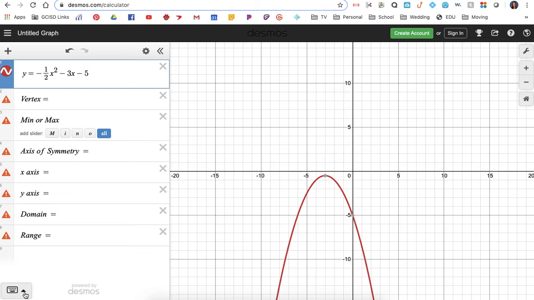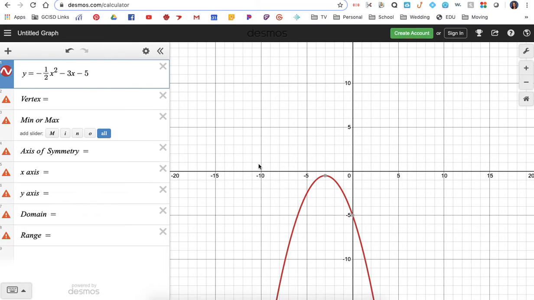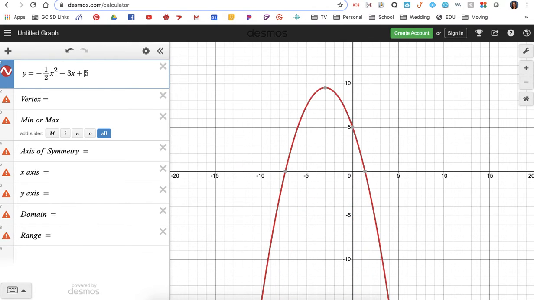Okay, if you want to use the keyboard down here, you can totally use those. This button right here, a squared, is how you make an exponent. You just have your x and y like normal. Okay, I'm not going to use this for right now. We're going to go ahead and try to solve this problem. Oops, I'm going to do plus 5. Sorry. Okay. Once you get it all typed in, let's go through and identify the pieces.